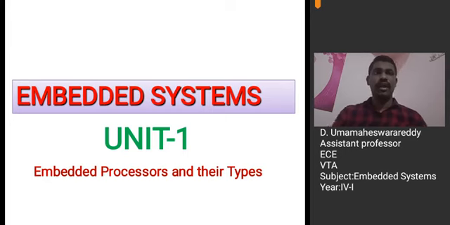In this class, I am going to deal with embedded processors and their types. See, what are the different types of embedded processors we are using for application development, and the types are discussed here. Embedded processor means it is a main processing element which is used for application development.